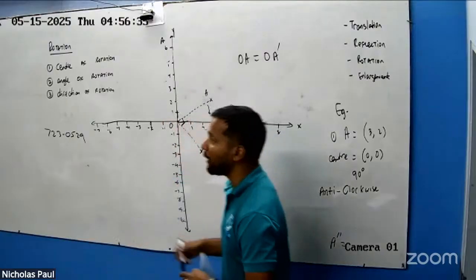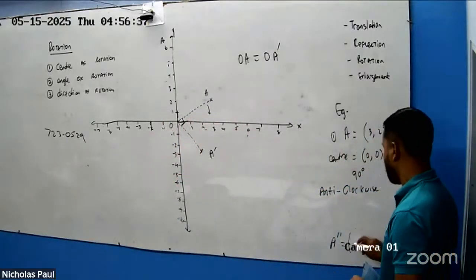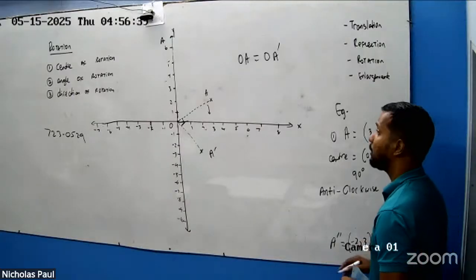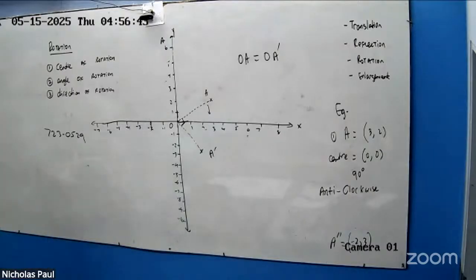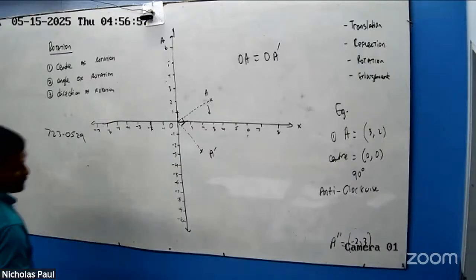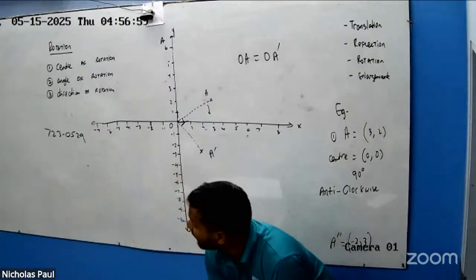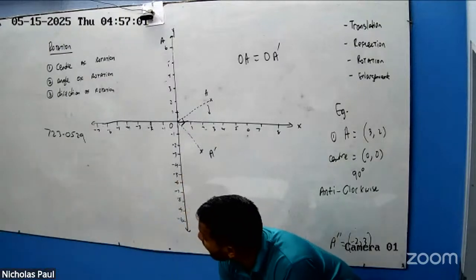Anybody got that? Minus 2, 3 was the answer. Good job. All right, so that's the way we do reflections, I mean rotation.